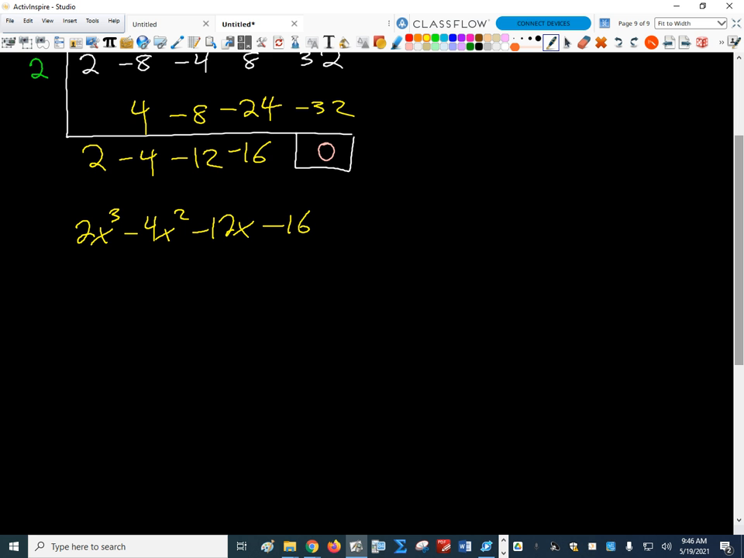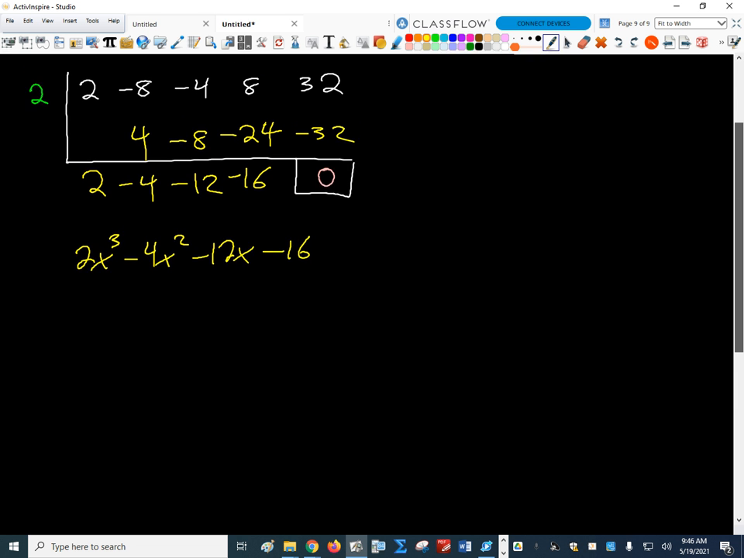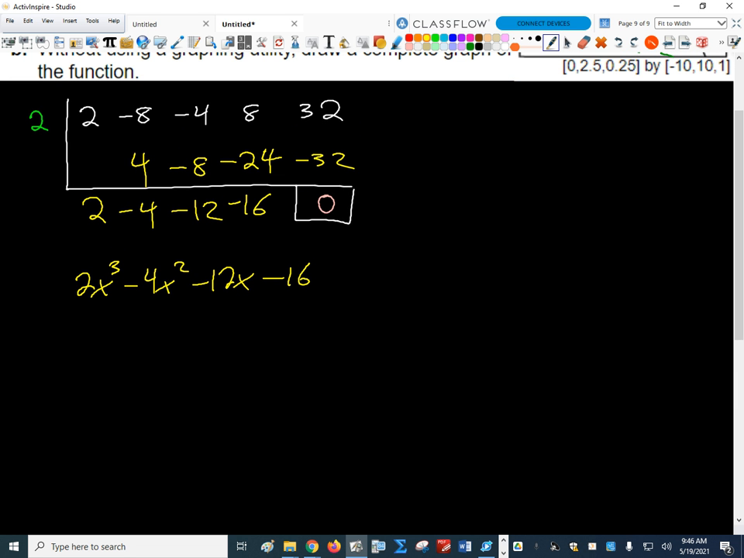I'm going to show you something kind of cool here. If we come up with our list of possible zeros, factors of 16 over factors of 2, isn't that going to give me the factors of 16? I'm going to get plus or minus 1, plus or minus 2, plus or minus 4, plus or minus 8, and plus or minus 16, right?